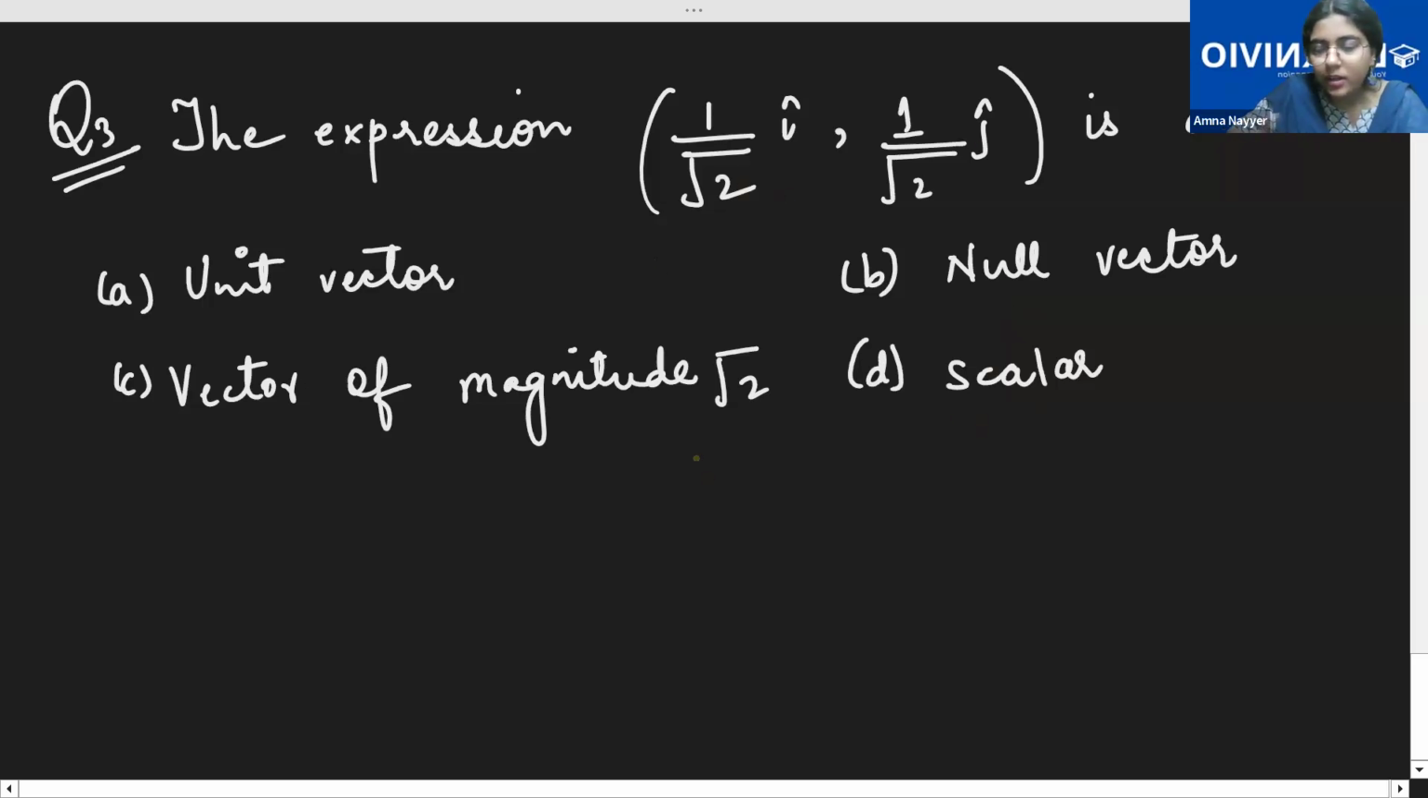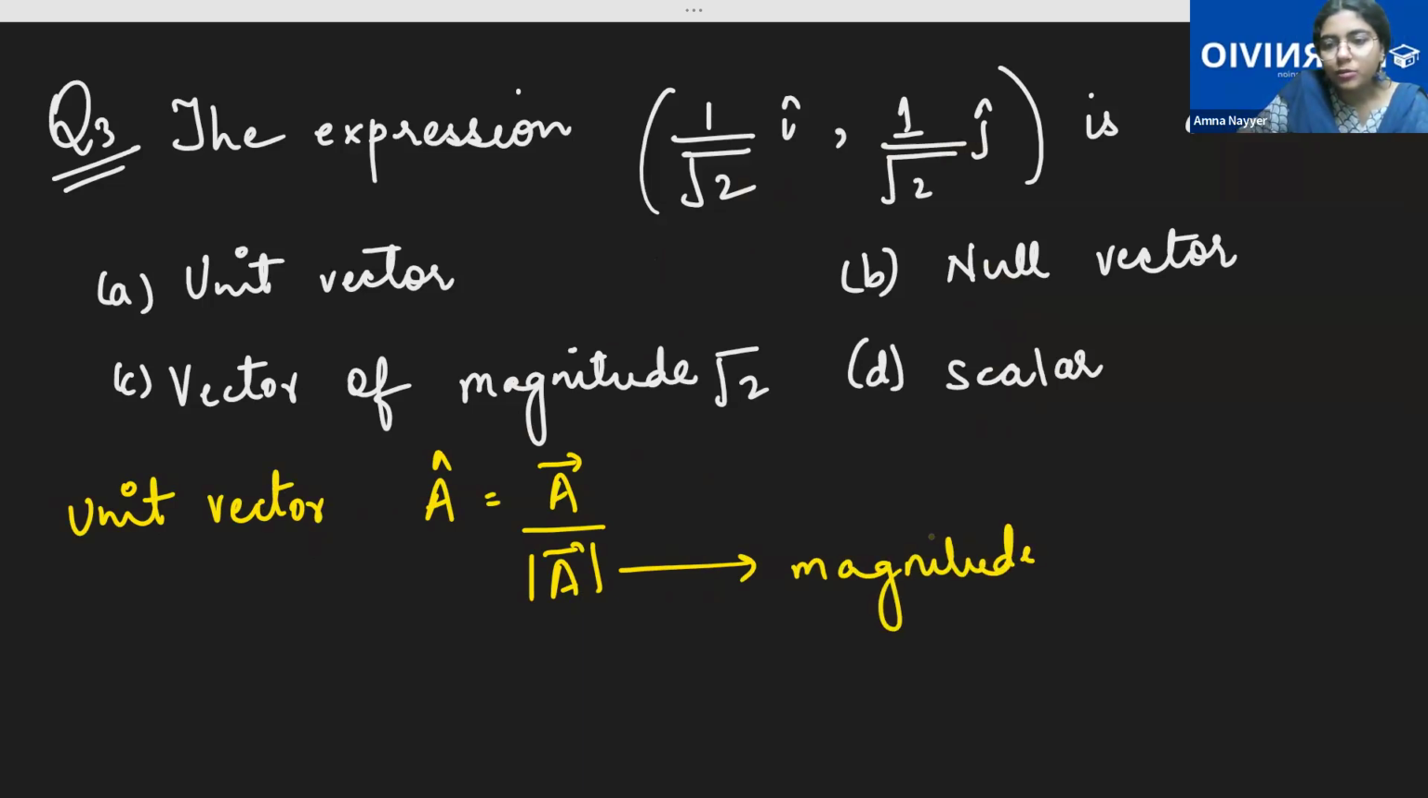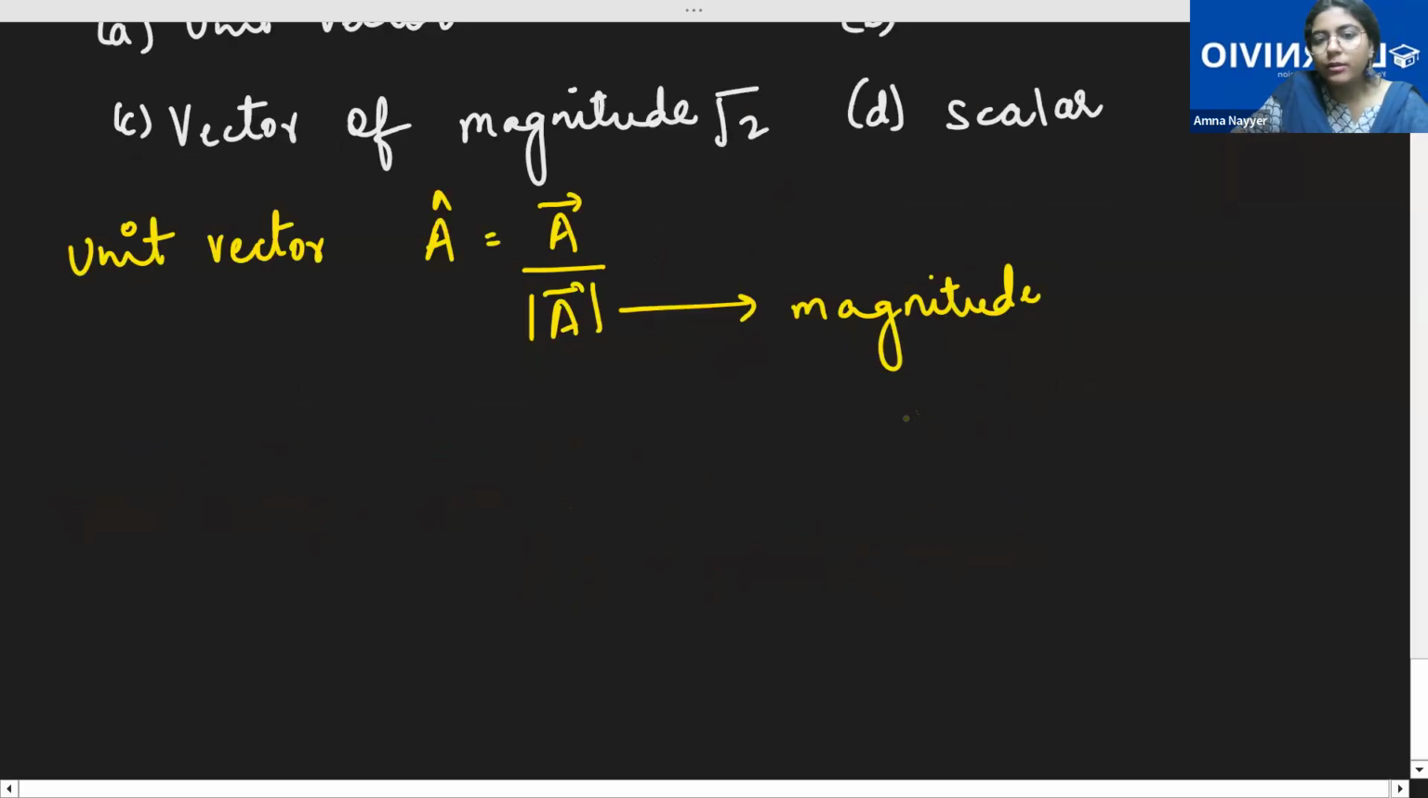See, what you do when you are confused about it and you see unit vector as one of the options. For unit vector, we have already studied this. What do we do? Let's say a cap we have to make. So we take the vector as it is, we divide it by its magnitude, right? You calculate its magnitude. Magnitude will give you most of the information. How to calculate the magnitude?